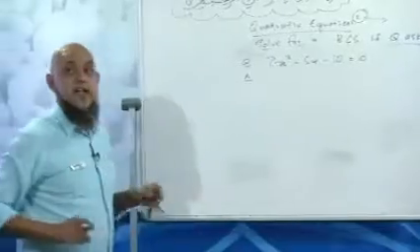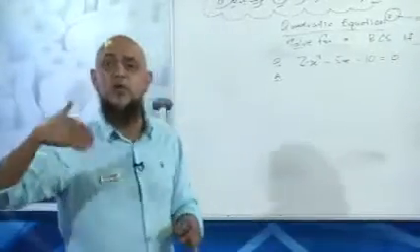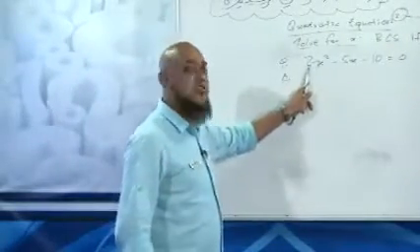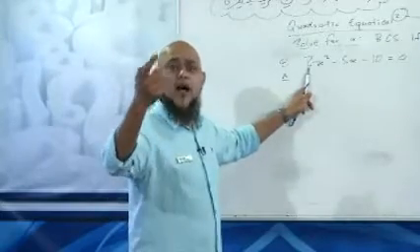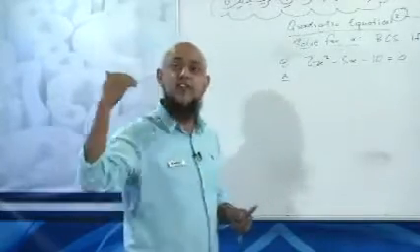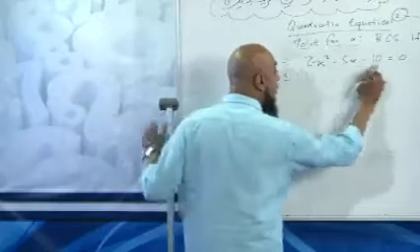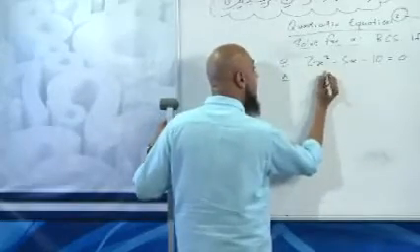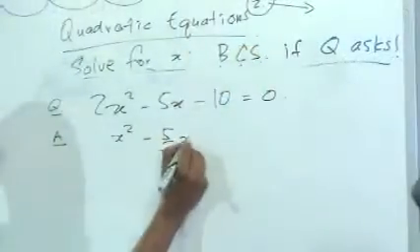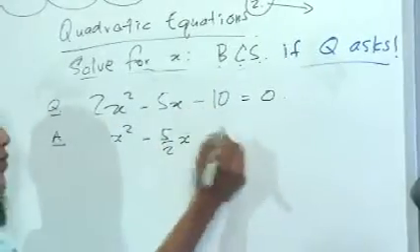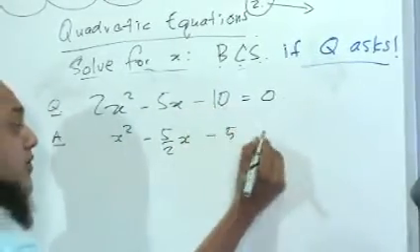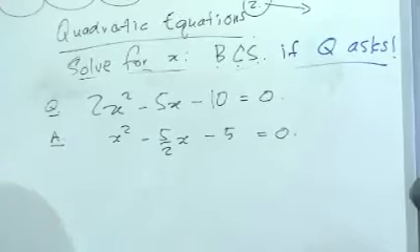Let's get started. Now we know when we complete the square, or before we complete the square, the coefficient of x squared must be 1. How do I get a 1 from a 2? I divide everything by 2. So let's divide everything by 2. x squared minus 5 over 2 x minus 10 divided by 2. What we do to one, we do to all. 10 divided by 2 is 5, is equal to 0.